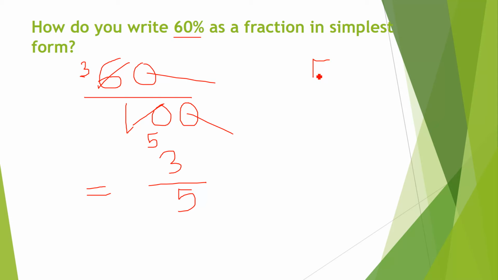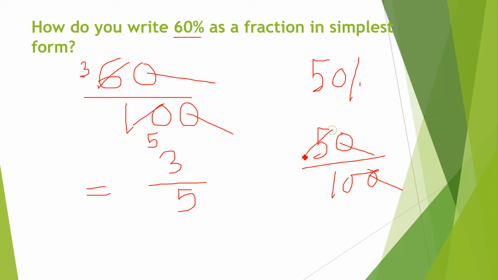Similarly, if you have 50%, you want to write 50% as a fraction. So 50 divided by 100. This 0 will cross out this. 5 1 time, 5 2 times, which is equal to 1 over 2.